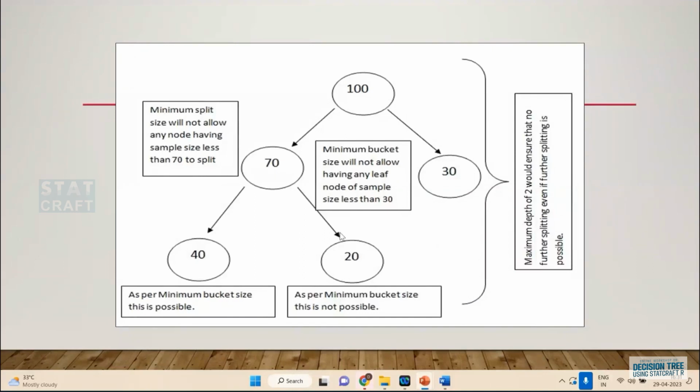The third one, the minimum bucket size. I will specify that if any bucket is less than 20, don't make the bucket, club it into another. Minimum bucket size I can specify. So how many restrictions are we putting one by one? Please put in the chat box. 3. First, the depth. Second, the splitting. And third, we are putting on the leaf node.